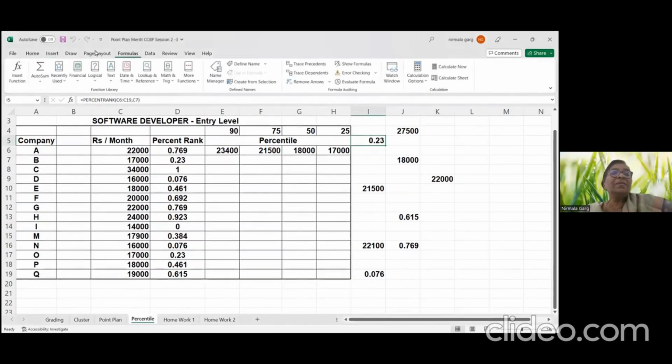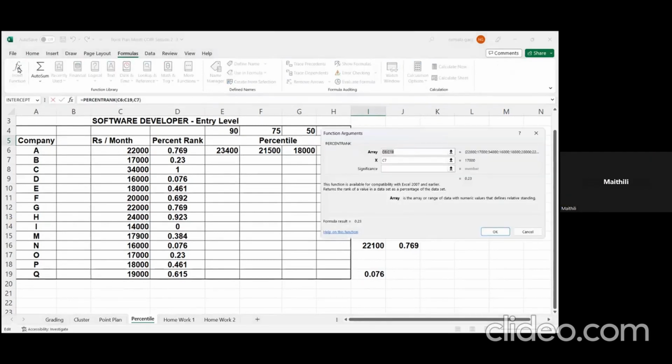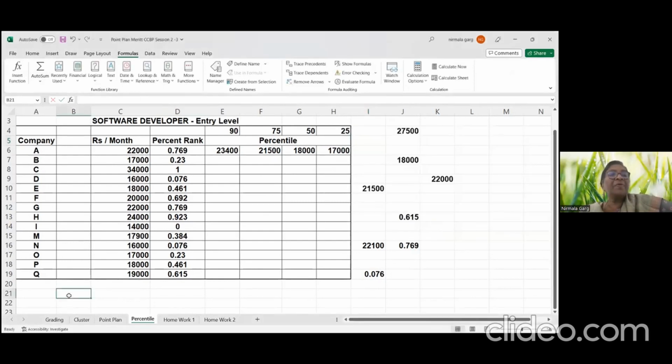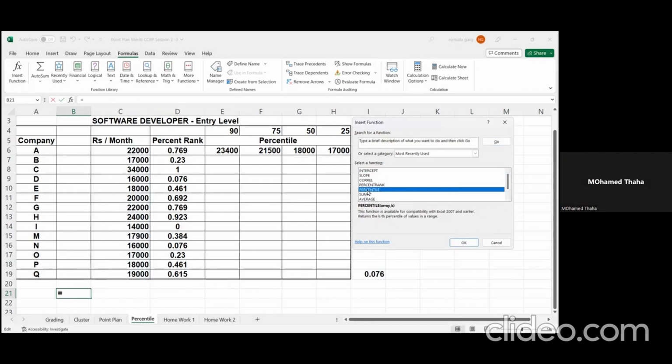Formula? Yes, percentile. Insert function. Then insert function, what will I do? I will just put percentile here, then I'll get the data. So this I will cancel. So what do I want? 80th percentile, no? So insert function. Now it will open up. Can you see percentile here? Yes.